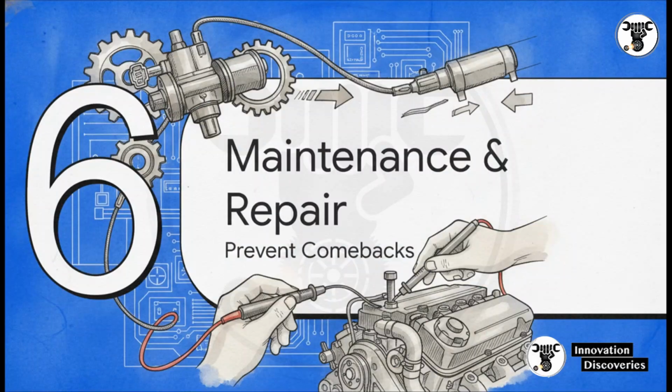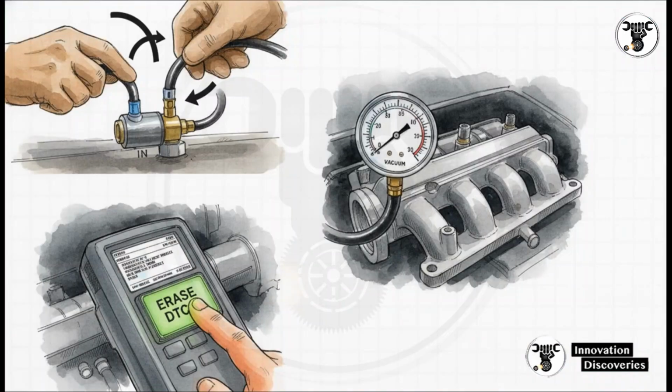Finally, Section 6, Maintenance and Repair. Let's talk about the best practices to completely prevent comebacks. First off, avoid the most common installation errors that can mimic a failed component. Number 1 is reversing the vacuum inlet and outlet hoses. If you hook them up backward, the vacuum will hold against the wrong side of the internal plunger, and the whole thing just won't operate.